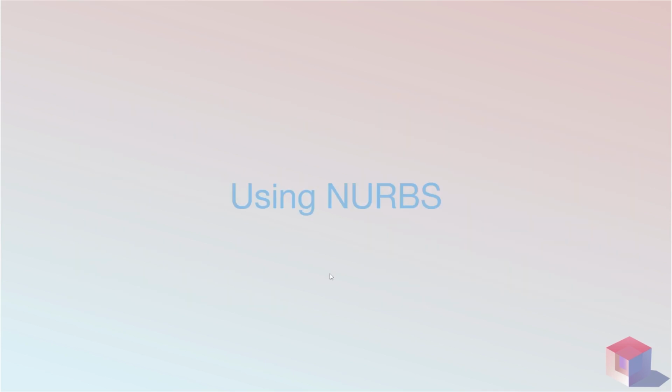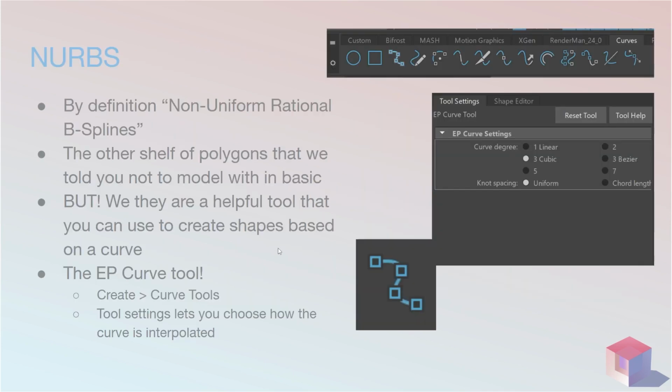Okay, next let's talk about using NURBS. NURBS by definition is non-uniform rational B-splines, which I honestly don't need to remember the name of, but they're essentially curves or objects that aren't polygons. They're basically perfectly smooth surfaces in that sense.